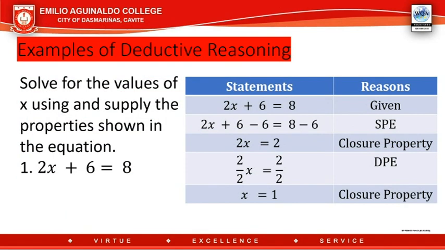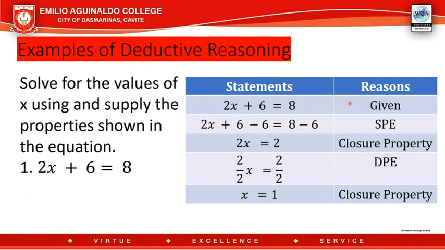Okay. Examples of deductive reasoning. Solve for the values of x using deductive reasoning and supply the properties shown in the equation. So we have there 2x plus 6 is equal to 8. First and foremost, we just have to transpose 6 to the other side. So from the first one, we have the given. Let's look at this part first.